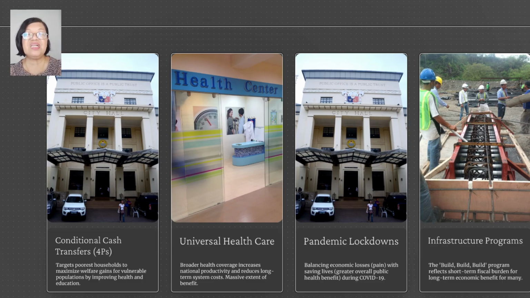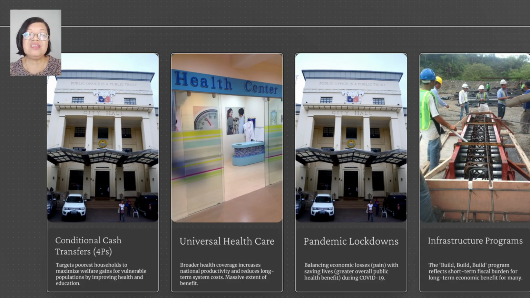How about the Universal Health Care of the Department of Health? DOH implements the Universal Health Care Act. In applying the utilitarian analysis, it determines broader health coverage. It posits that broader health coverage increases national productivity, and preventive care reduces long-term system cost. So the extent criterion is massive, meaning there are many people benefiting from this program.